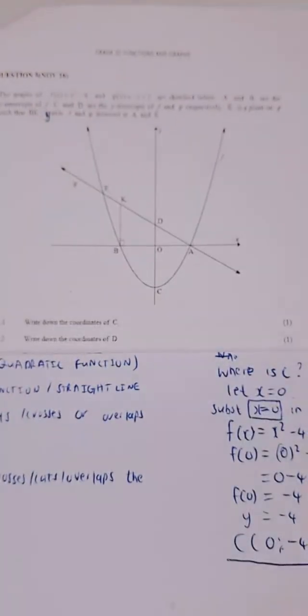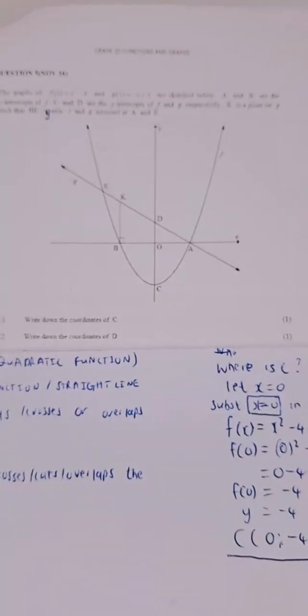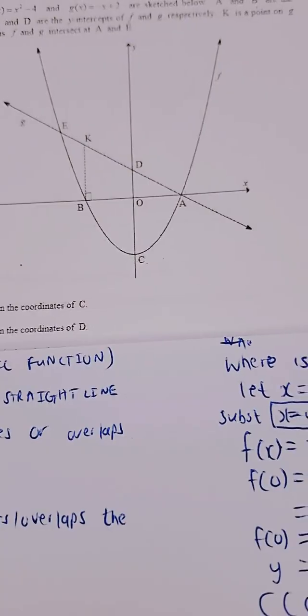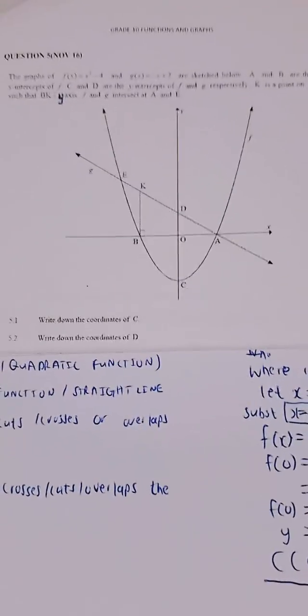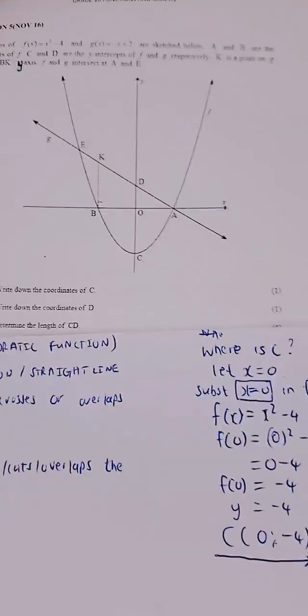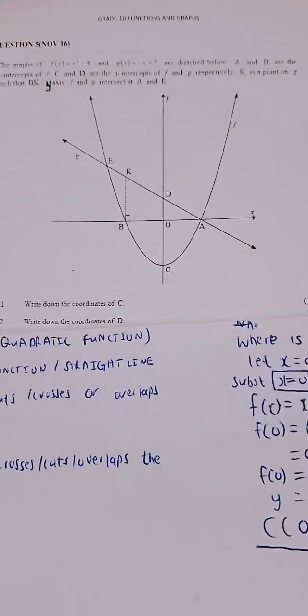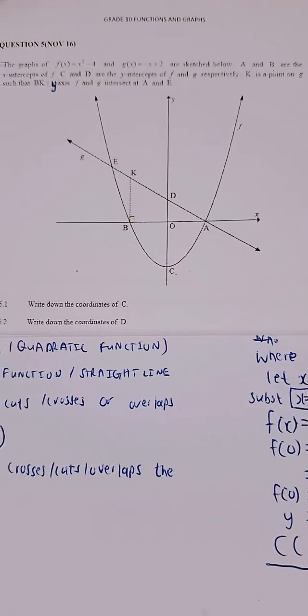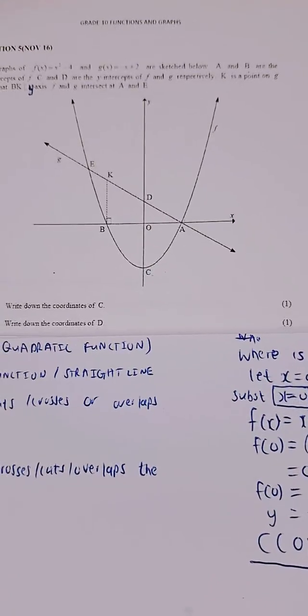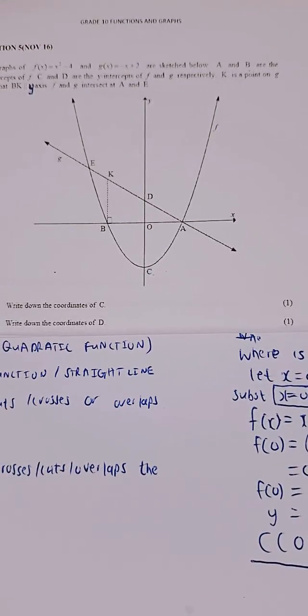5.2 is asking us to do what? Write down the what, guys? The coordinates. The coordinates of who? The coordinates of D. Okay. So anyone who would like to attempt to help us establish how we are going to write down the coordinates of D.